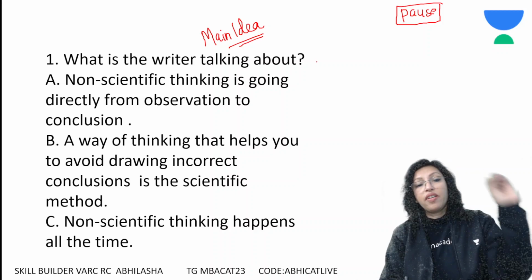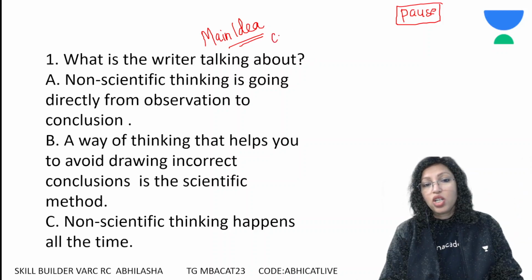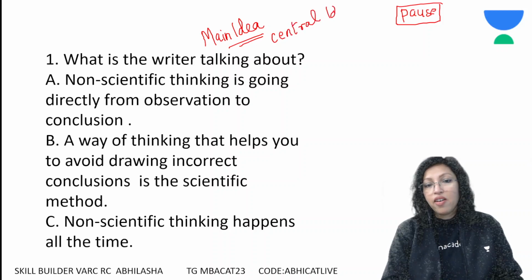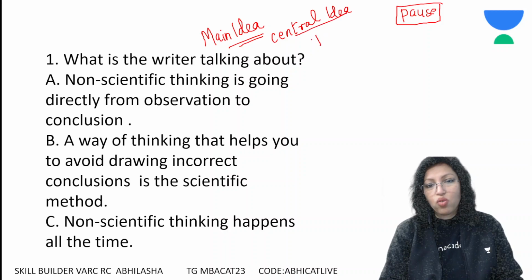When you say what is the writer talking about, you're talking about the main idea, the central idea of the passage or the theme of the passage. We've understood this, right? The questions are framed like this. So what is the theme of the passage here?